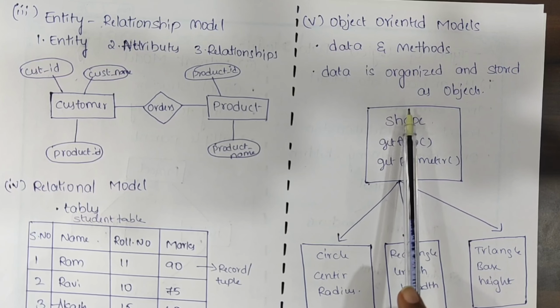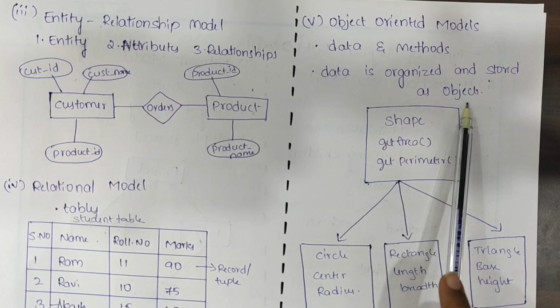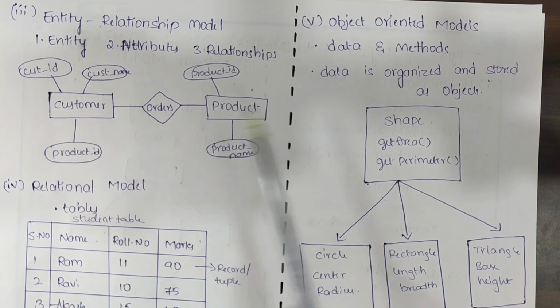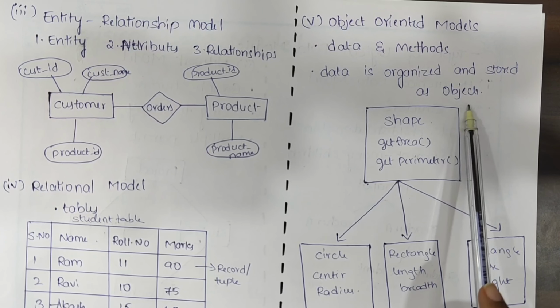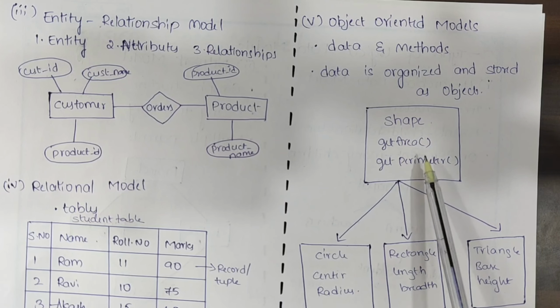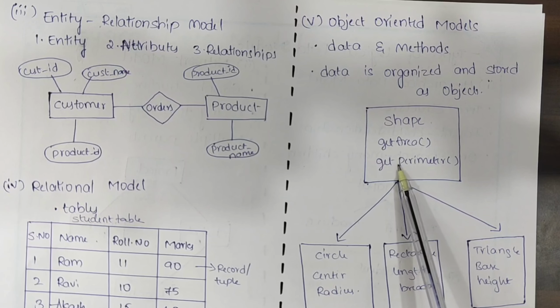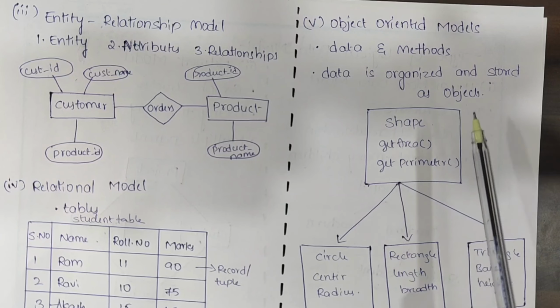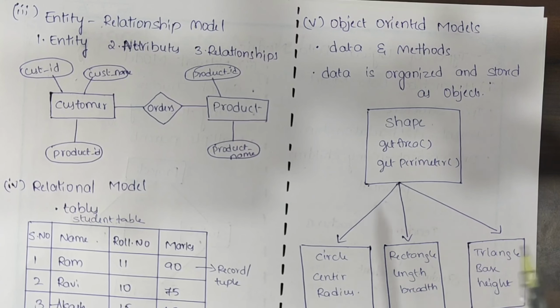In the object-oriented model, the data is stored in the form of objects. Instead of entities, attributes and relationships as in the entity relationship model, the data is stored in the form of objects. Each object contains the data and its methods. In this example, the shape is the data, and area and perimeter are the methods inside it. Circle, rectangle and triangle act like separate objects with their own individual properties. Mostly these object-oriented models are used in object-oriented programming environments.